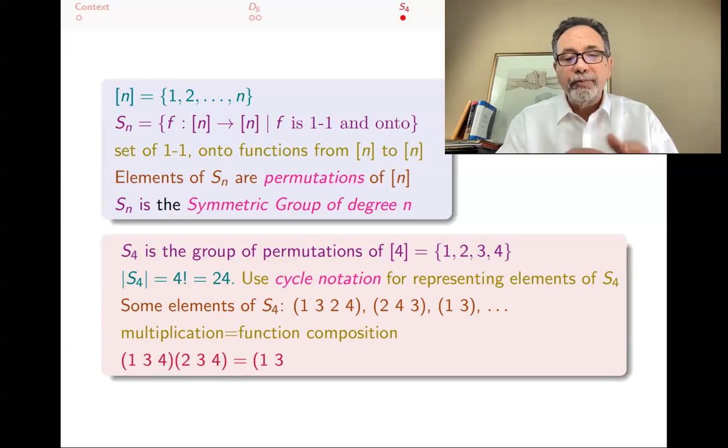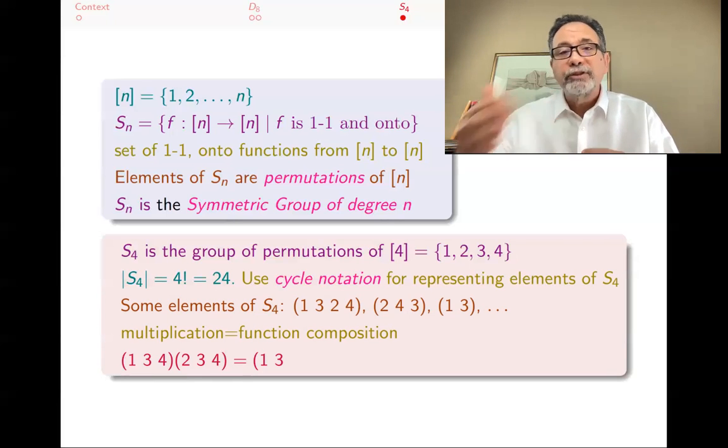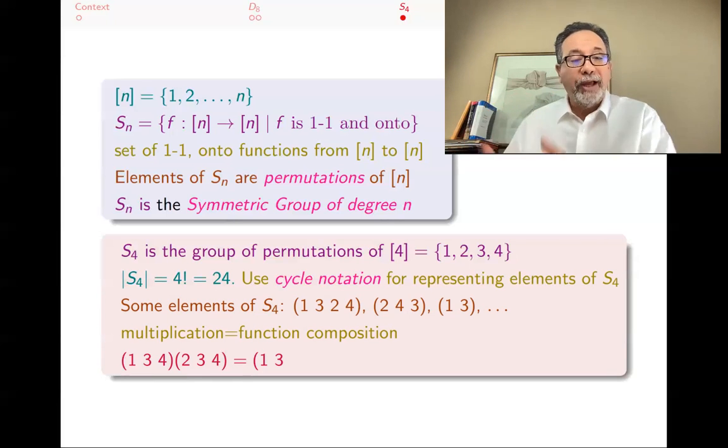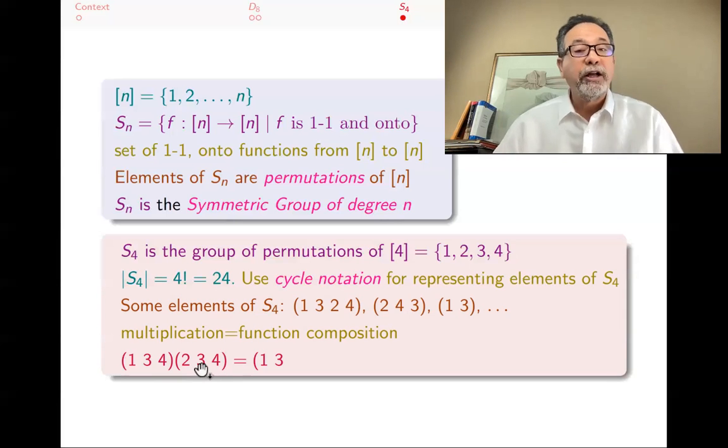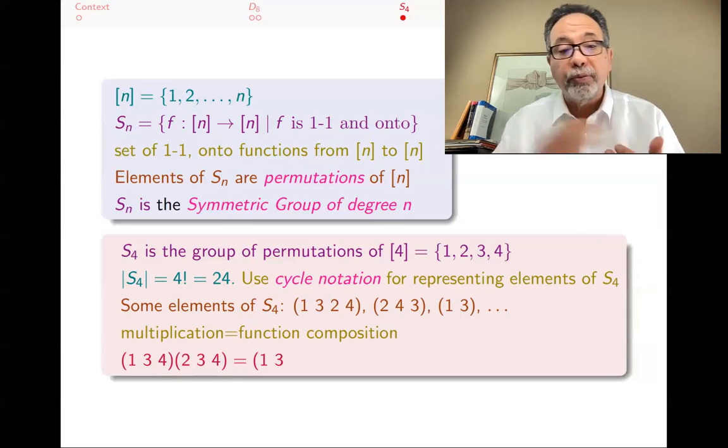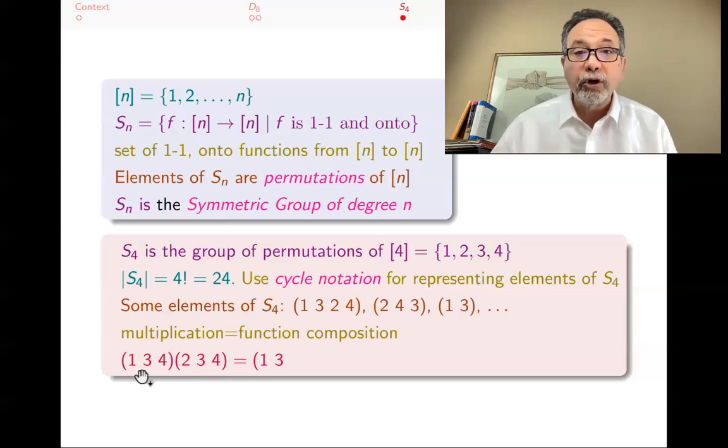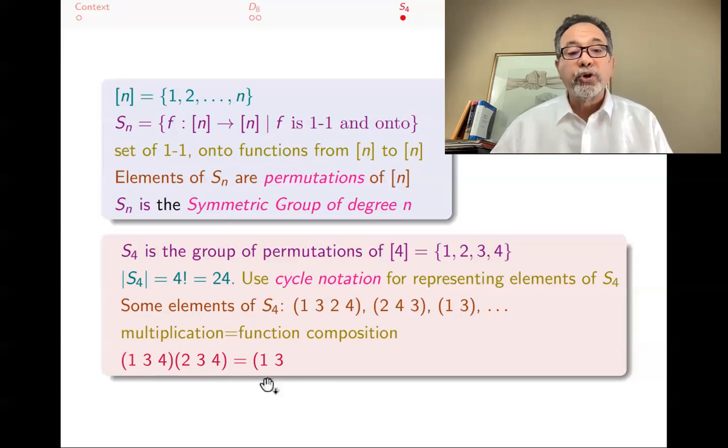We haven't decided that, but because we are on a roll here, 1 went to 3, we want to see where 3 went. So we go to the first parentheses, which is the first function. Where does 3 go? 3 goes to 4. Now, where does 4 go? 4 goes back to 1. So 3 goes to 1, and to show that, we close the parentheses.